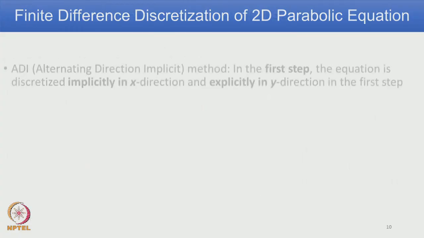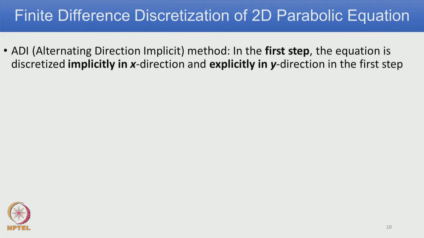Now, we will see in a little more detail what we mentioned in the previous slide, that is, for the two dimensional diffusion equation, if you use a completely implicit scheme, then it results in a pentadiagonal matrix.